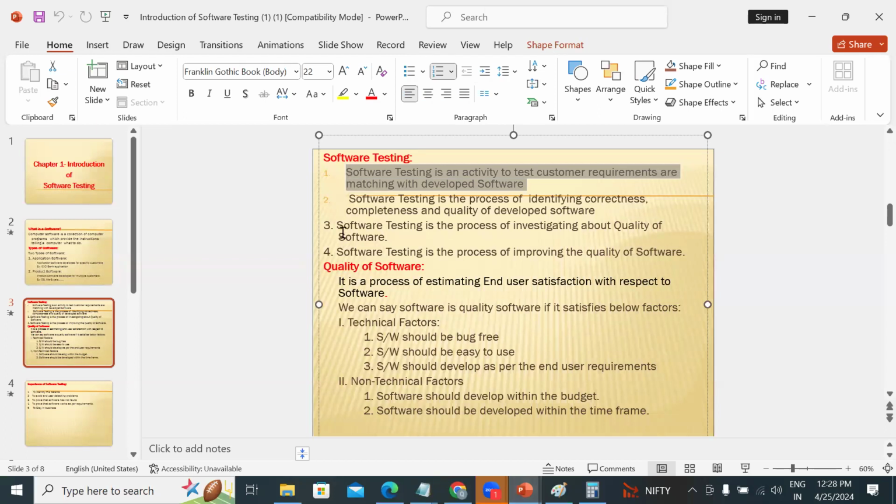Quality. So here, investigating about quality. What's the meaning of quality? We can measure quality in 2 factors. Quality is nothing but customer satisfaction. So when will the customer be satisfied? 2 factors: technical and non-technical. Software should be bug-free. Software should be easy to use. Developed as per the end user requirements. Bug-free means what, sir? Without having any issues. Should work for all the functionalities. And software should be easy to use.